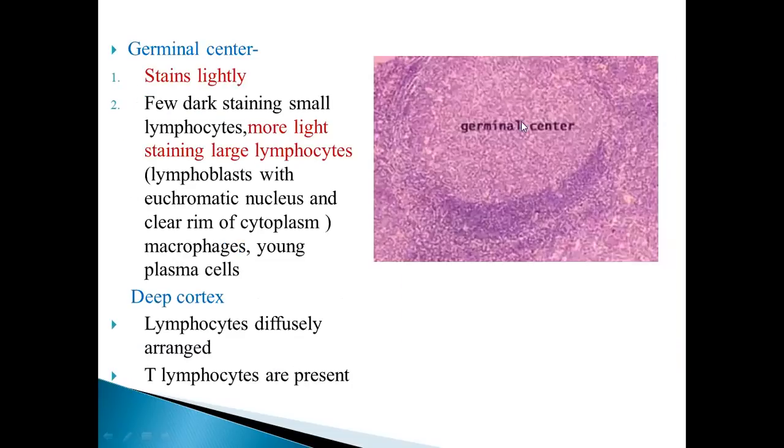What is that germinal center? As I said, a germinal center will always stain lightly. It is the area of antigenic stimulation, having more lightly stained lymphocytes. Also, there are macrophages and plasma cells. In the deeper cortex, the lymphocytes are diffusely placed. There is no germinal center. So, diffusely scattered lymphocytes. Here, mainly T lymphocytes are present.